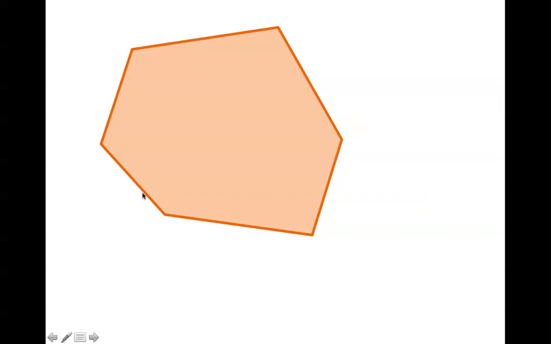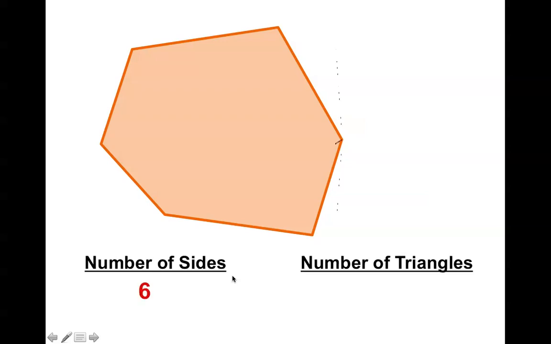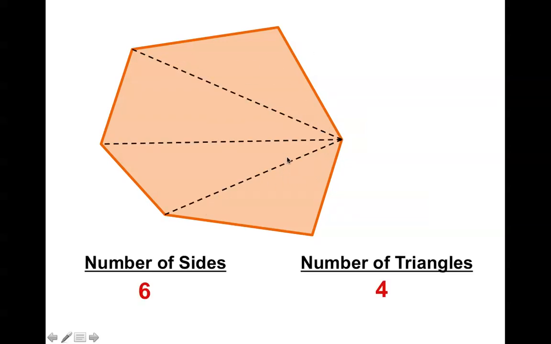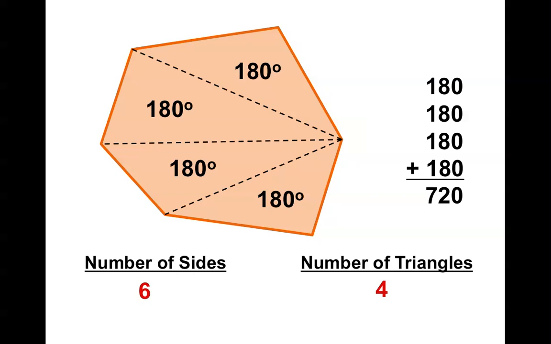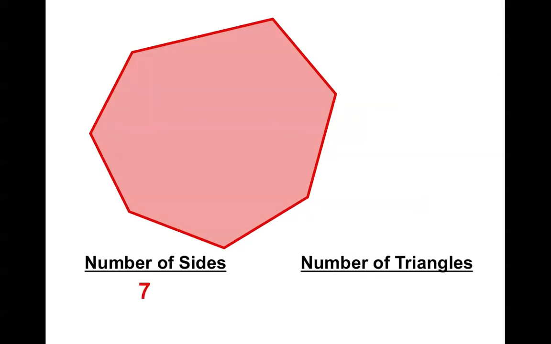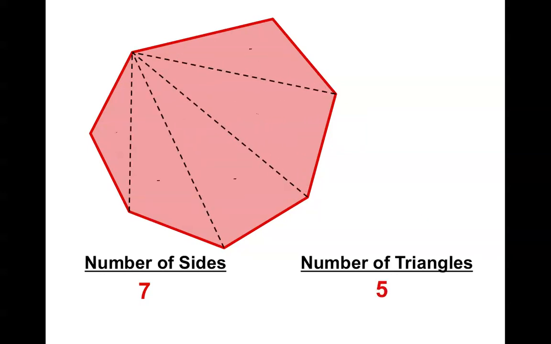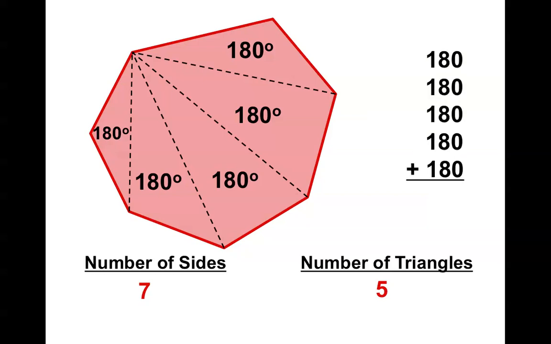Look at this shape. 1, 2, 3, 4, 5, 6 sides. How many triangles do we have? 4. Each one of those triangles is 180 degrees. Therefore, 180 plus 180 plus 180 plus 180, or 180 times 4, would be 720. The measure of the interior angles is 720 degrees. Count the sides: 7. How many triangles will that be? You guessed it, 5. Since each one is 180, that's 180 times 5, or 900. See this pattern that we can use?